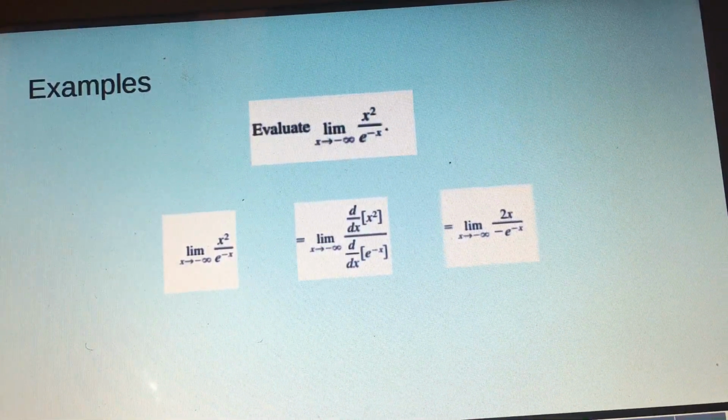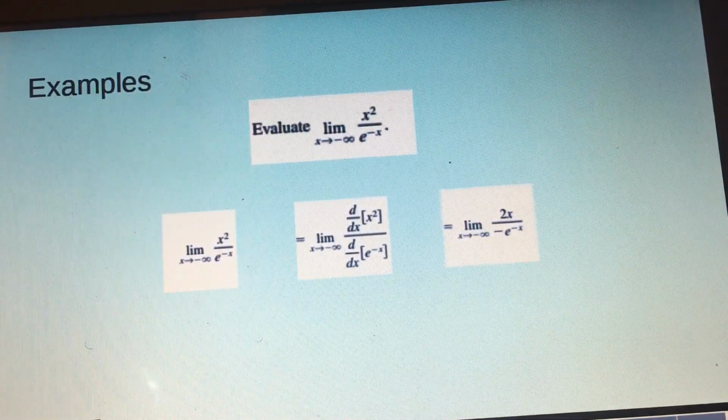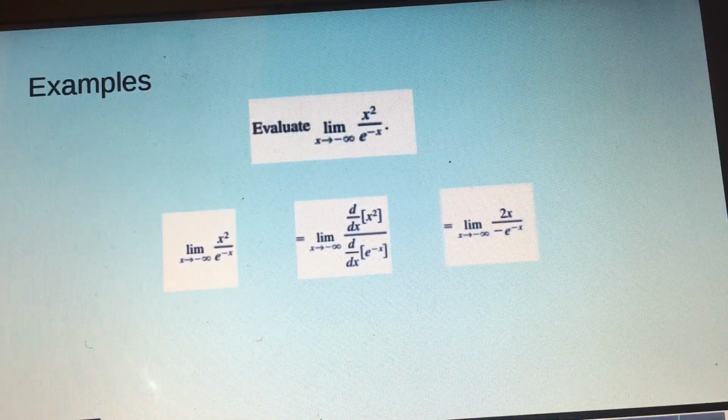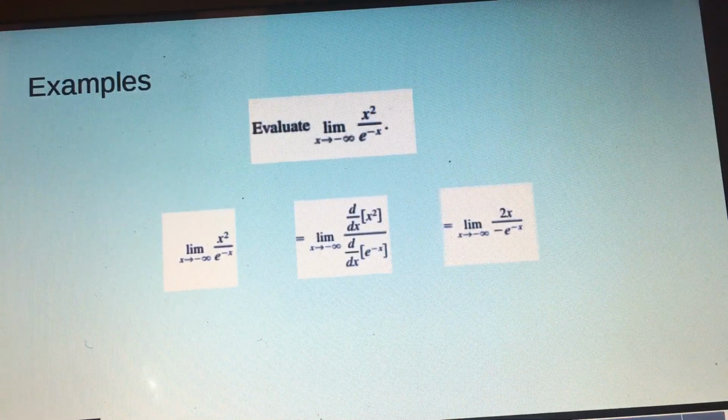However, if we evaluate this limit, we will see it still gives us the indeterminate form of negative infinity over negative infinity. So in this case, we will just have to use L'Hopital's rule one more time.